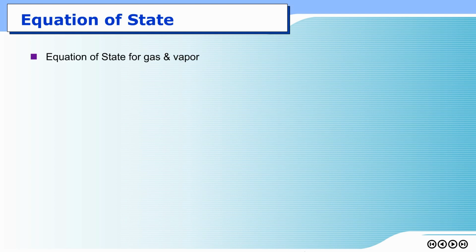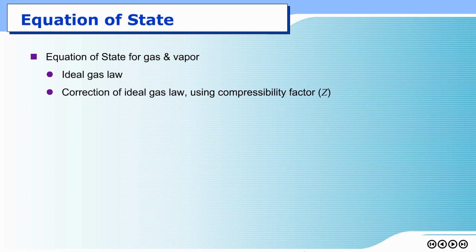It was originally derived for gas and vapor, and the very first one that everybody already knew would be the ideal gas law, which was derived from the combination of Boyle's law and Charles' law. But in this course, we will assume that everybody already knows this ideal gas law. Then we will try to modify the ideal gas law.